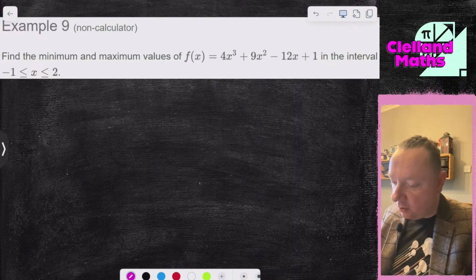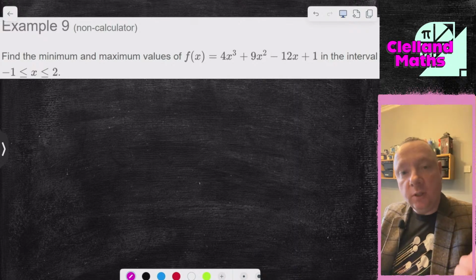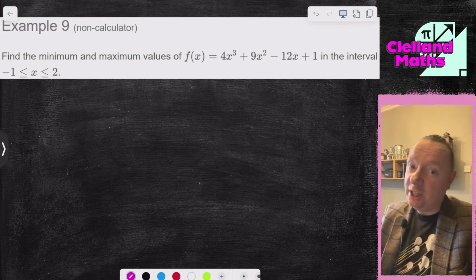Okay, example 9. Find the minimum and maximum values in the interval between -1 and 2. So if we have to find the minimum and maximum in between two places, the minimum or maximum could occur in between those two places, or the endpoints could be. So we need to check all of them.